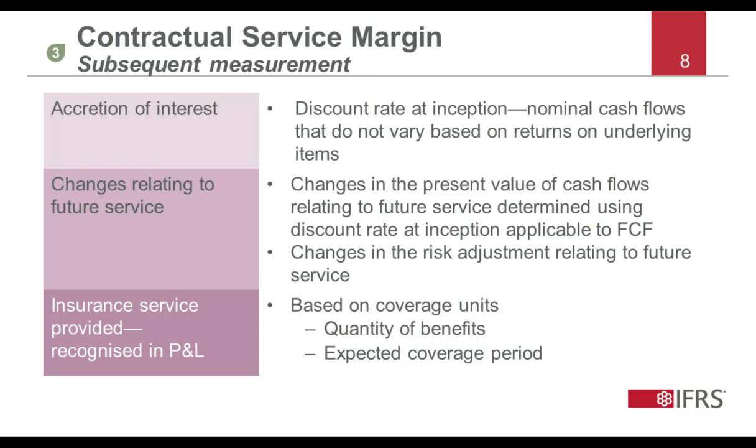Finally, the balance of the contractual service margin is then allocated to recognize the insurance services provided in the period in profit and loss. This allocation is based on coverage units, which reflect the quantity of benefits provided and the expected coverage period.